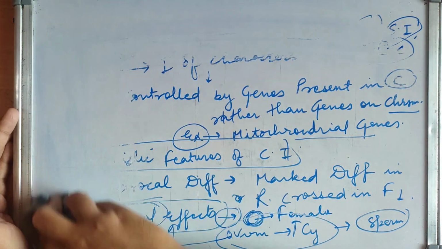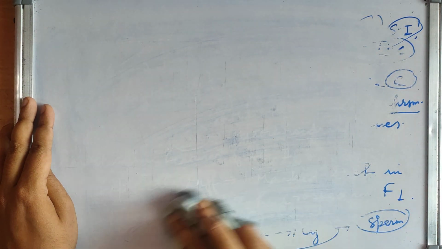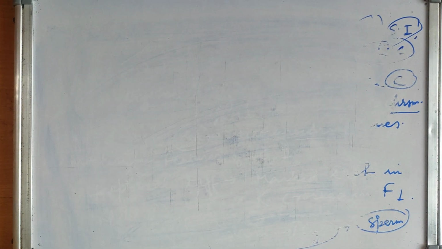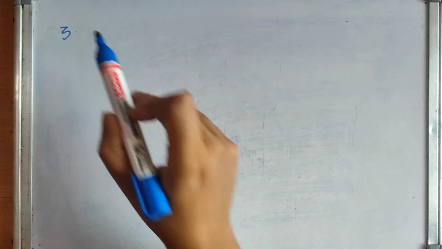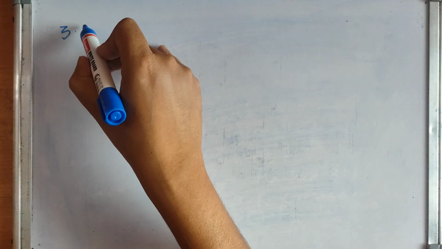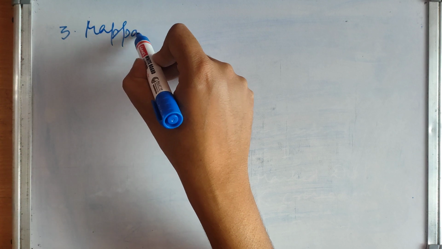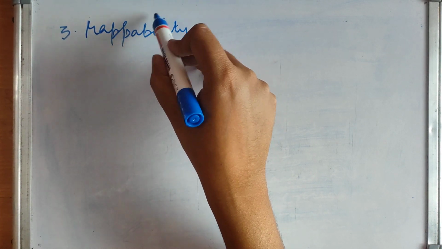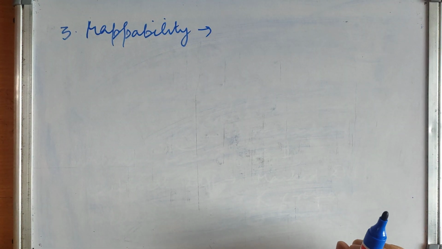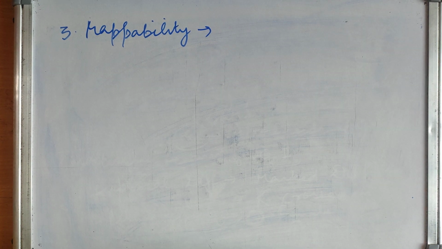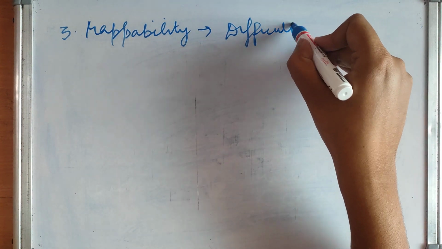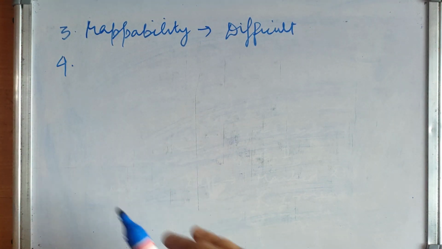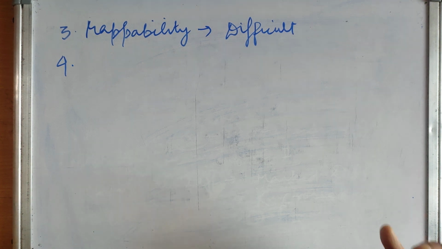Now moving on to the third characteristic, that is mappability. Nuclear genes can be easily mapped, but cytoplasmic genes are very difficult to map.